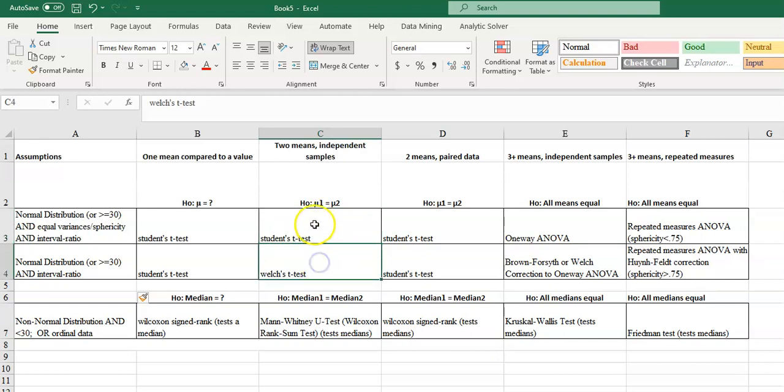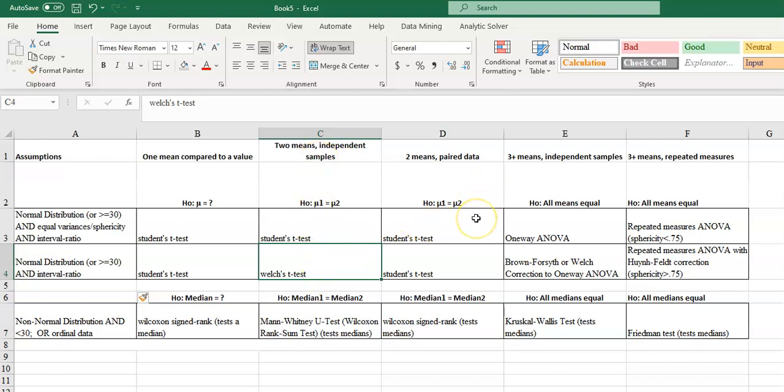But that's the student's t-test if all that's met. If it is normally distributed or bigger than 30, either one of those is met, and interval ratio, but I don't have the equal variances, then I do this Welch's t-test instead. And again, most software will do that for you. It comes out as an option in most software. You interpret it the same way as the student's t-test. It looks very much the same. It's just a slight adjustment to take into account the lack of equal variances. So that's what we do there.